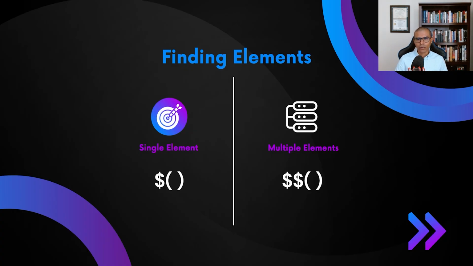Before we can interact with a web element, we must find it. And there are two options to find elements. One is if you want to find a single element, and the other is to find multiple elements. When we want to find a single element, we use a $ sign. And to find multiple elements, we use two $ signs. How about we take a look at some examples, shall we?